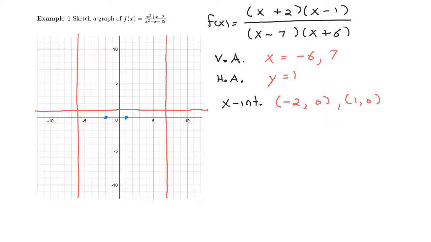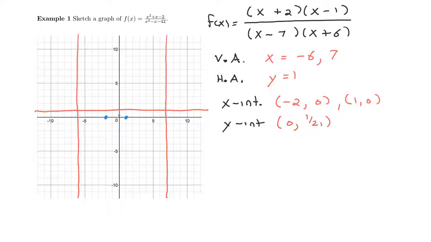And lastly, I'll get the y-intercept. I have to go back to the original function for that, but it's going to be the ratio of the last 2 numbers. So negative 2 over negative 42. It's going to be a positive number. It's going to be 0, positive 2 over 42, or 1 over 21. That's a really small number. I can barely fit that in here. It's just above the axis, right here.